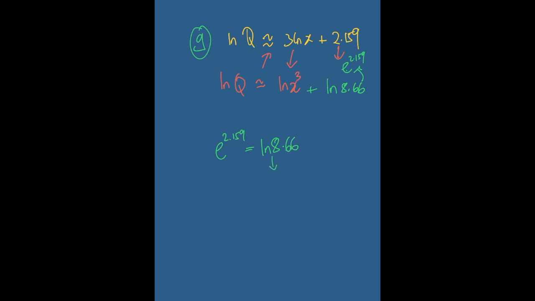Because remember, this is asking what power of e gives you that. So that's what we've done. We've just changed it into that. So now I can multiply that around a bit. So ln x cubed times 8.66 is equal to q. So final answer is q is equal to 8.66.